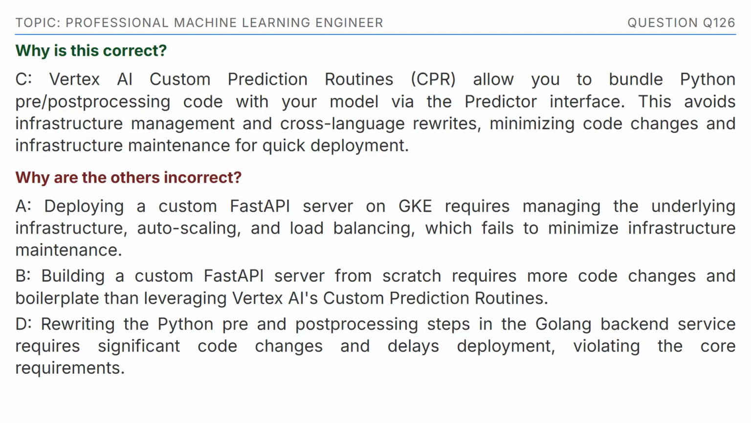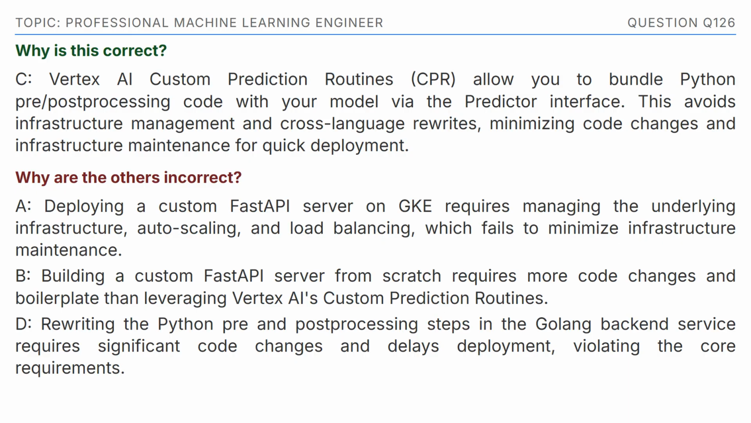Why is this correct? C. Vertex AI Custom Prediction Routines, CPR, allow you to bundle Python pre/post-processing code with your model via the predictor interface. This avoids infrastructure management and cross-language rewrites, minimizing code changes and infrastructure maintenance for quick deployment. Why are the others incorrect?